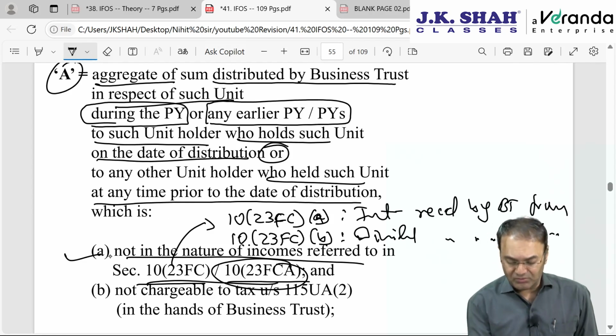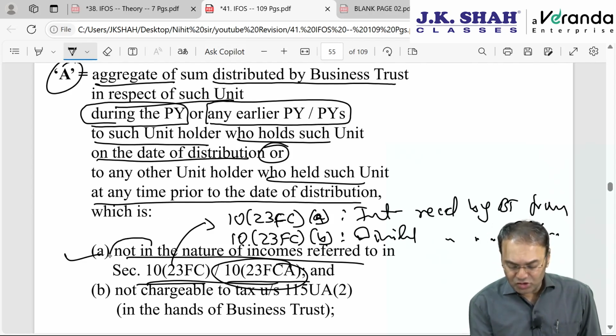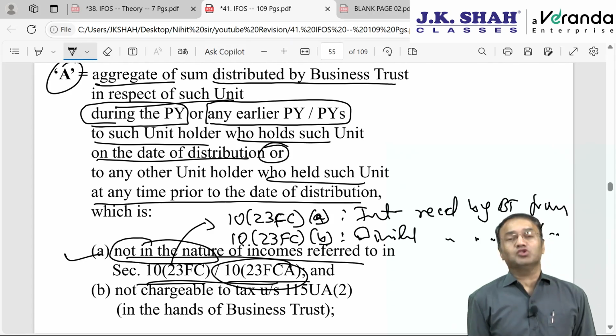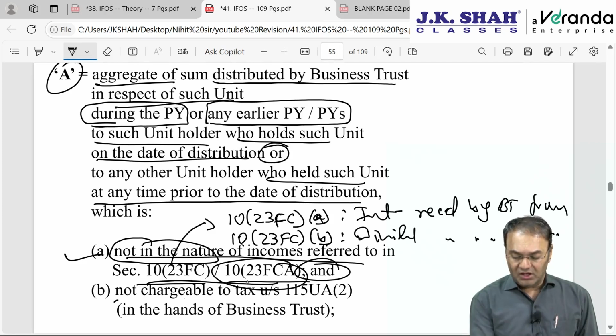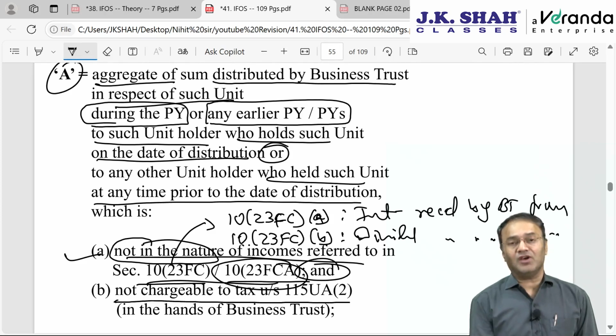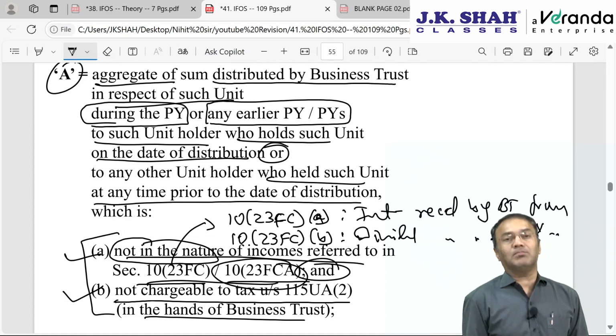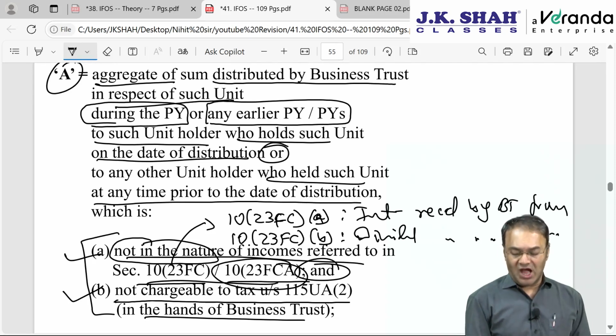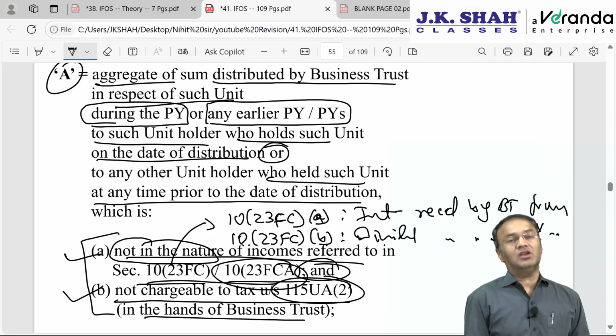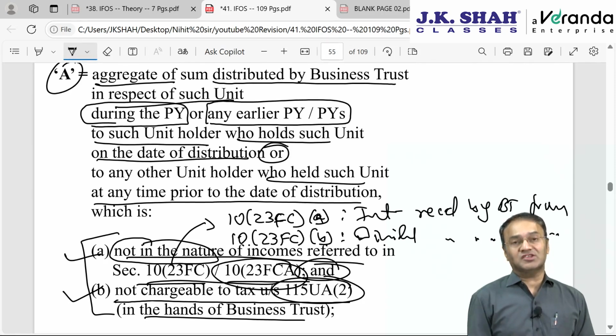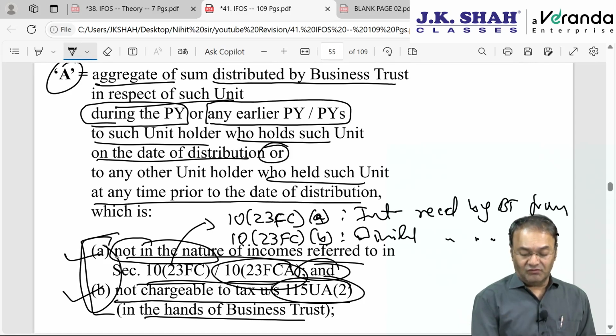So it says, if it is not in the nature of this income, it should not be an income which is exempt for the business trust, and it is not even chargeable to tax under 115UA subsection 2 in the hands of the business trust. This seems to be some blunder on the part of Nirmala Sitharamanji. Ideally this should have been 115UA subsection 1. She wants to say which is neither exempt in the hands of the business trust nor is it taxable in the hands of the unit holder. But instead of that, she introduced A and B, which is neither.